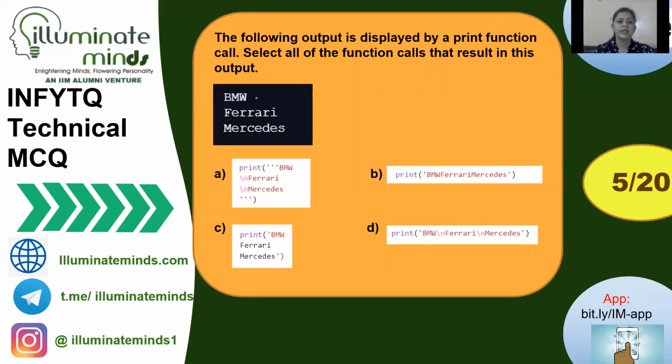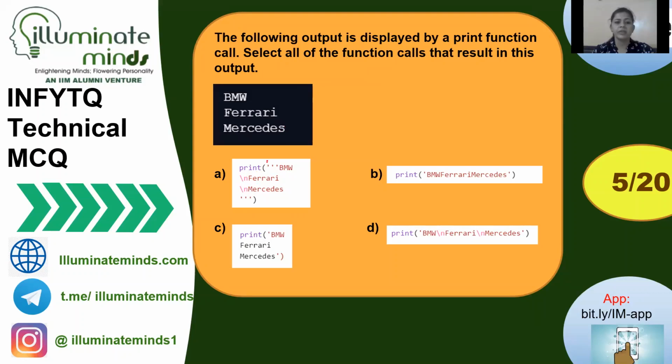We can see that 3 words are displayed. These are the car names: BMW, Ferrari, and Mercedes. All these are displayed in the next line. Now let's look at the options given to us. So first is print with triple quotes and \n, both of the things.